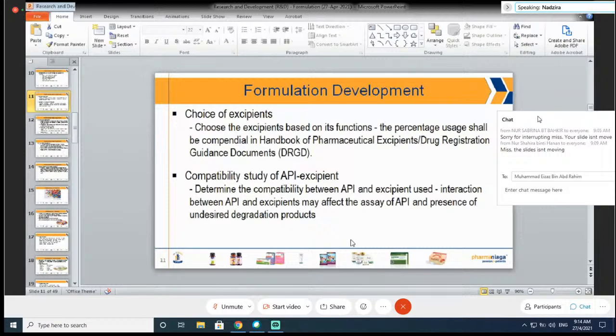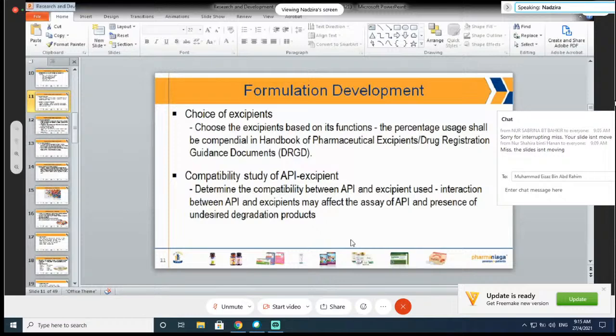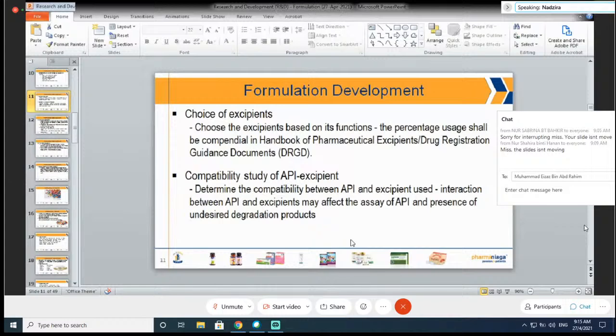So next is the compatibility study between the API and excipient. It's very important to determine the compatibility between the API and the excipient used, because this is an important part to understand the role of the inactive ingredient or excipient in product quality. Because in some cases, if there is an interaction between API and excipient, it can affect the assay of the API and contribute to the presence of undesired degradation products.